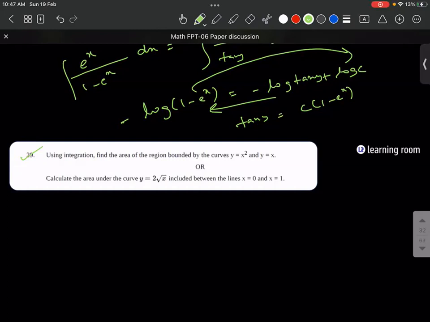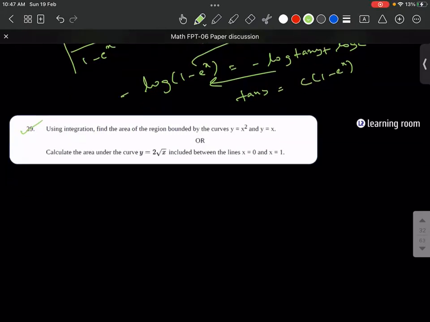Sir, 1/6, sir. Right. What about B? For B, it will come out as 4/3.